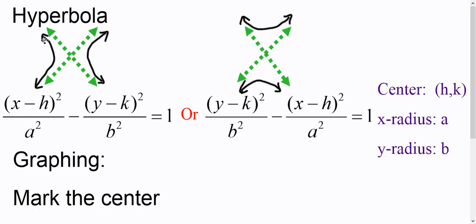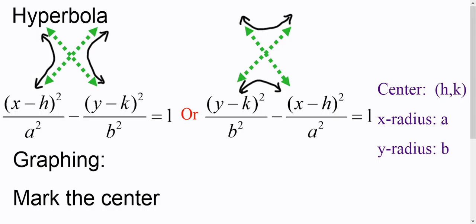With hyperbola, it looks a little bit like two parabolas that are going opposite directions. They can go sideways or vertically. And there are asymptotes that form kind of an X shape that determine the shape of the hyperbola.